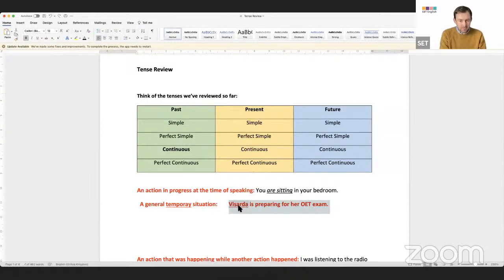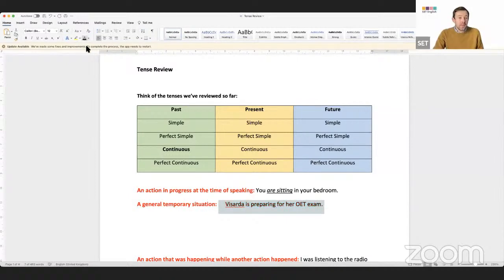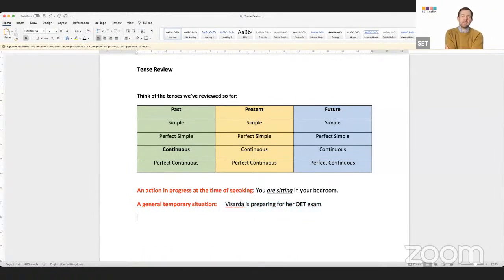Now, just imagine tonight at 7 p.m. Will you be eating your dinner then? Yeah, but you will also be preparing for your OET exam because that's just what's happening generally in your life. Okay, what else do we use the present continuous for, Vizada?